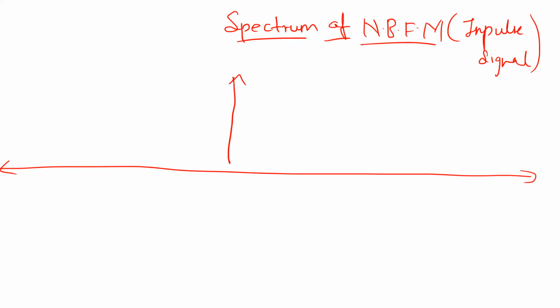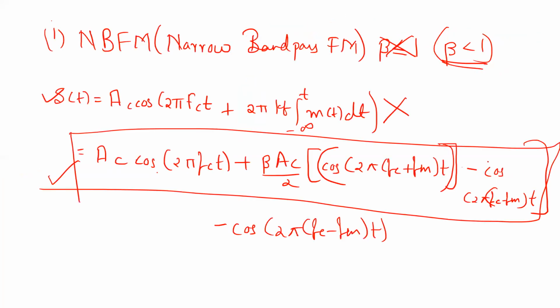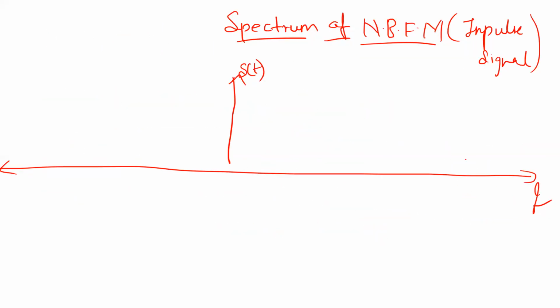So this is given as frequency and this is given as the amplitude. You can say S of t, which is my modulated signal. Sorry, can you say that again? What I'm telling is that this is the frequency, the x-axis, and the y-axis is S of t.